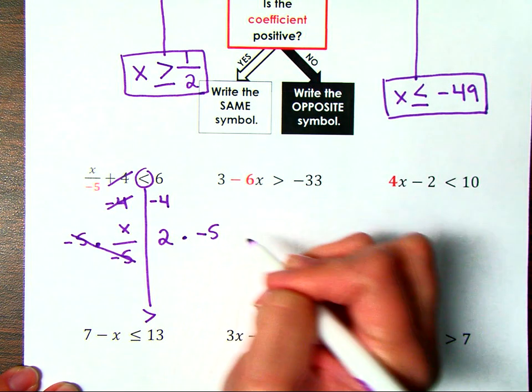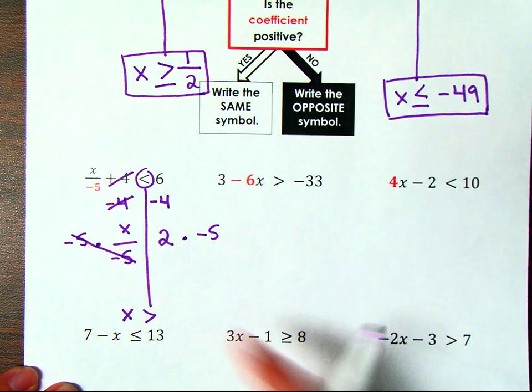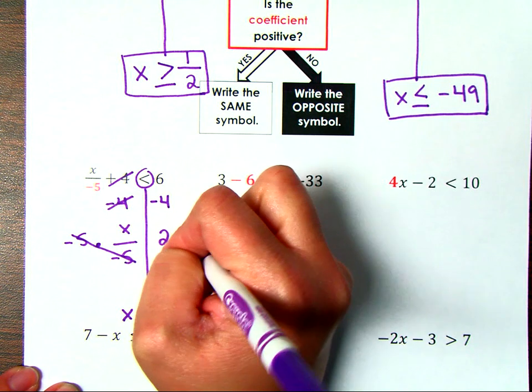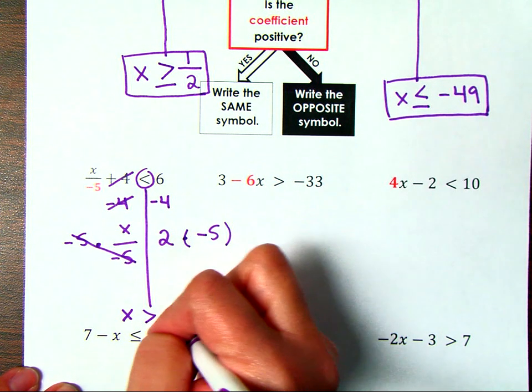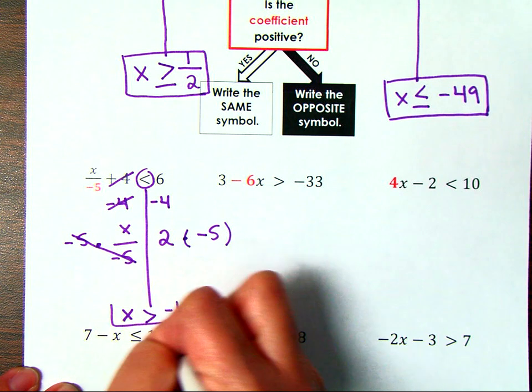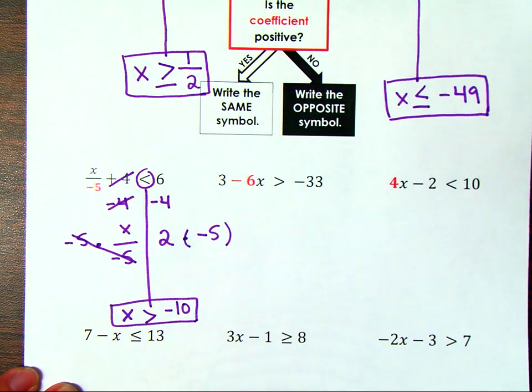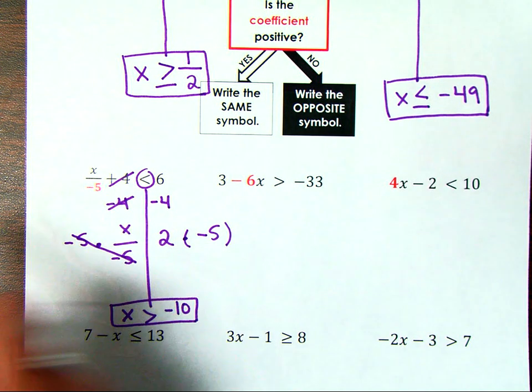Okay? So that gets x by itself. 2 times negative 5, or if it helps you to see in the parentheses, remember that the dot means multiply, the parentheses next to a number mean multiply as well. So 2 times negative 5 is negative 10.